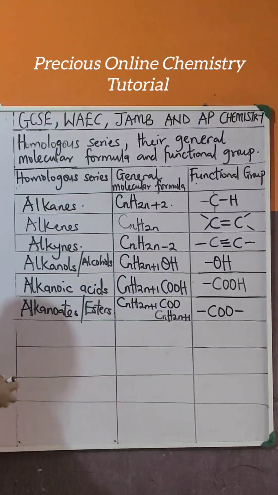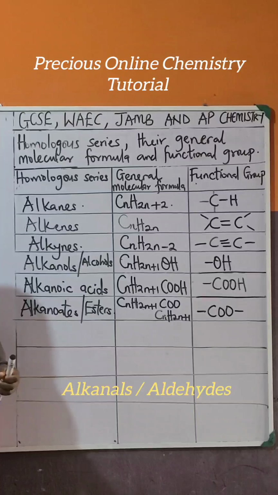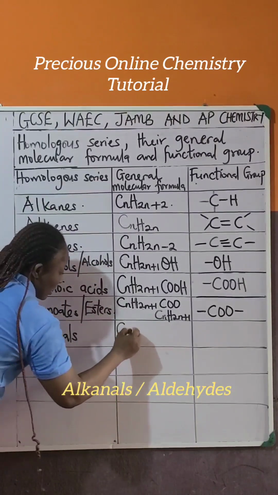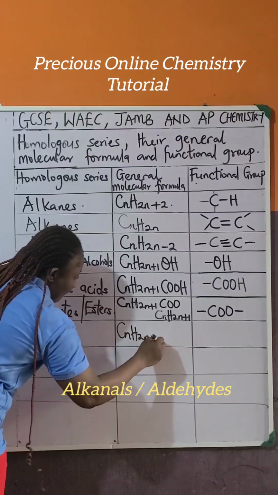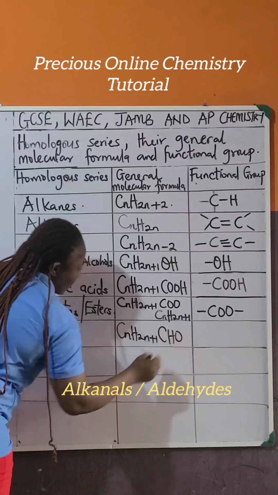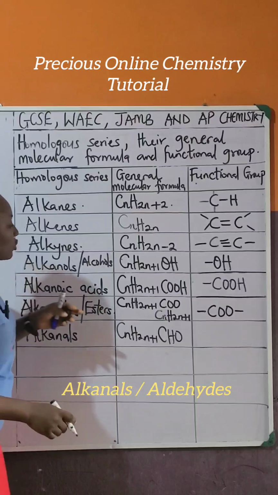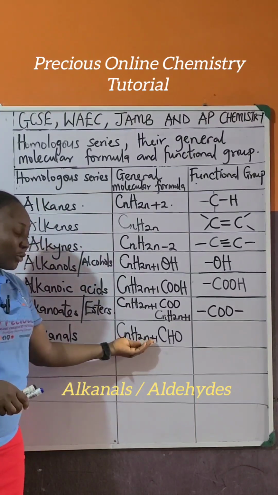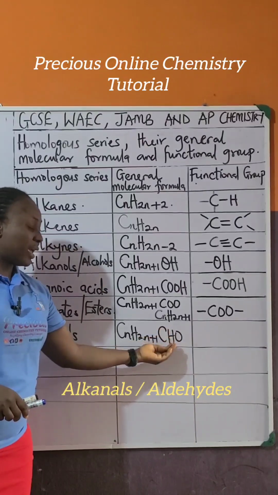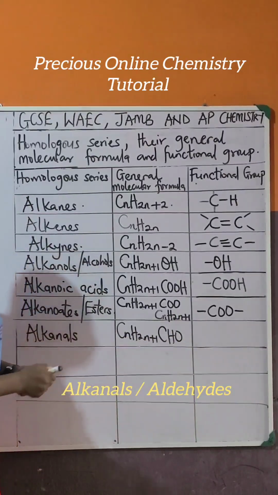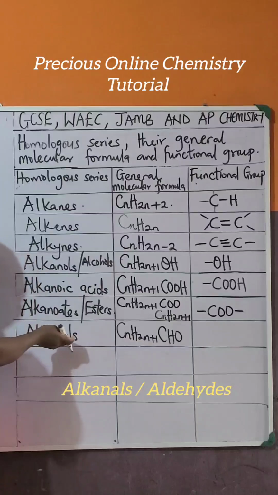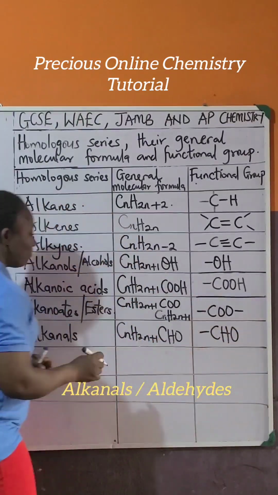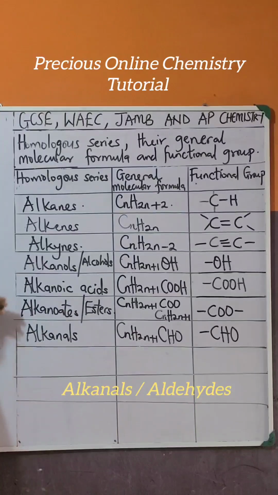Now the next one we are going to look at is the alkanals. What is their general molecular formula? CnH2n+1CHO. So they have an alkyl group attached to a CHO. Hence, the functional group of the alkanals is CHO.